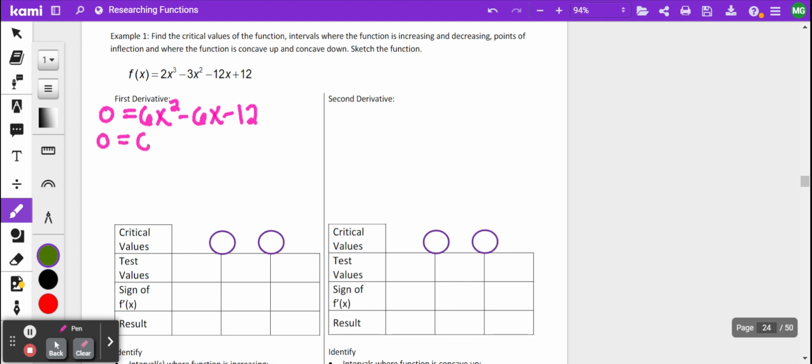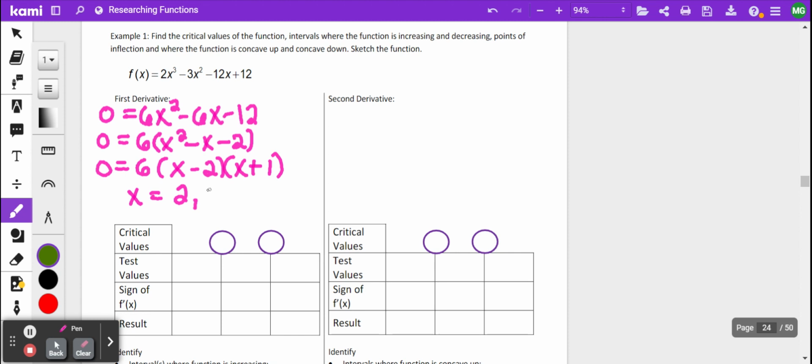Hopefully you see that we have a GCF that we can pull out. So we've got x squared minus x minus 2. We're going to factor this. Hopefully real quick you can see x minus 2, x plus 1, which means that our critical values are located when x is 2 and when x is negative 1.